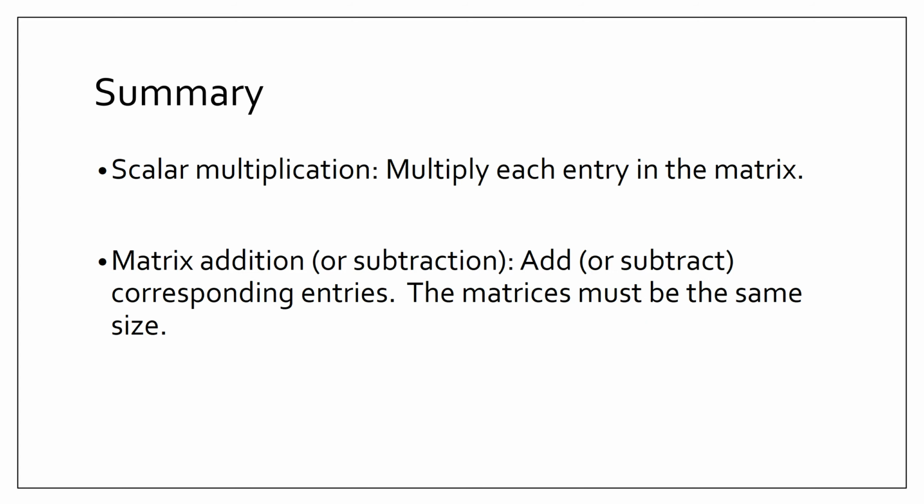All right, so just a quick summary. Remember, matrices, they are a way to store information. They're used a ton in computer programming and whatnot to store information. With scalar multiplication, you simply distribute. Multiply each entry in the matrix by whatever the scalar is, by whatever I'm multiplying by. For matrix addition and subtraction, though, you're going to add or subtract corresponding entries. Just make sure the matrices must be the same size.